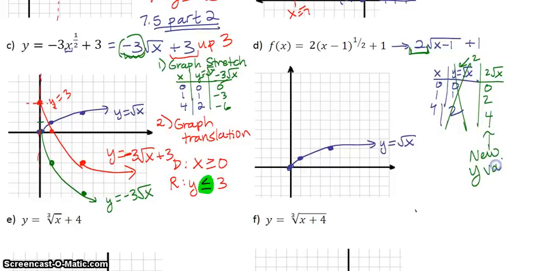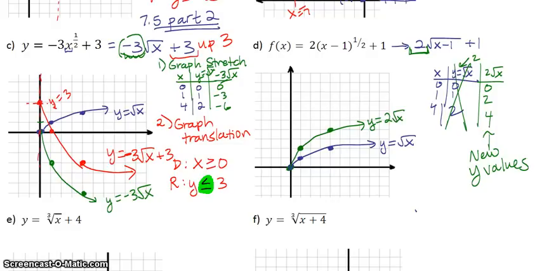So again, the x values stay the same, just the y values change. So it still starts at (0, 0), but instead of going up to 1, it goes up to 2. And at the next point, instead of going up to 2, it goes all the way up to 4. And I have not done any of the translations yet. All I did is the 2 in front of the square root of x. Alright, now that I've done that, now let's move it.